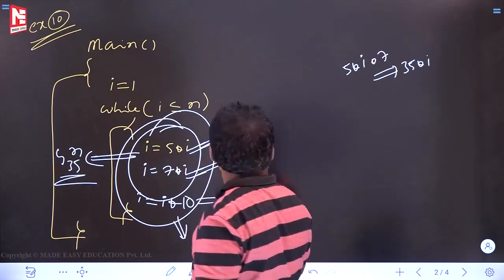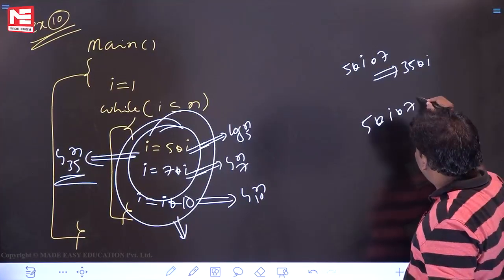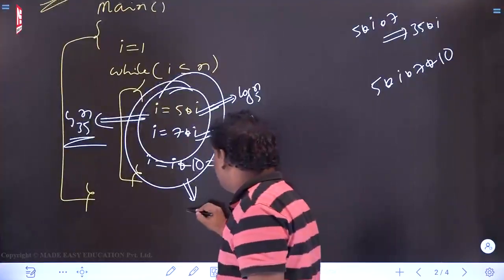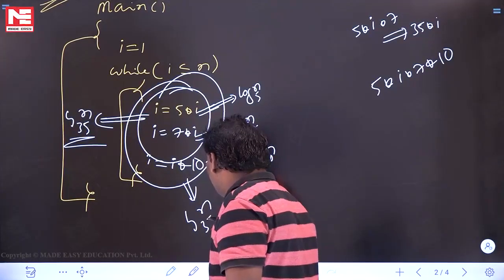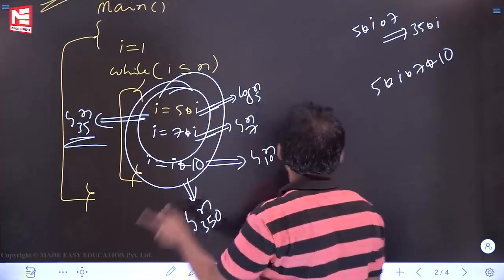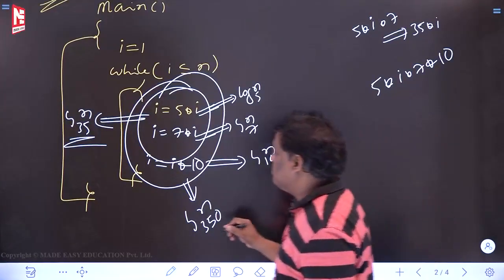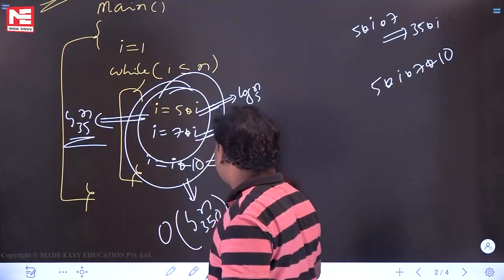All these 3 there, then what is the answer? 5 into I into 7 is already there, into 10. I think it is 35 into 10, 350. So it goes to log n base 350. Already 35 into 10, right? So the answer of this problem, if all are there, is going to be big O of log n base 350.